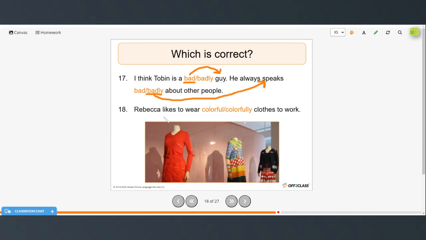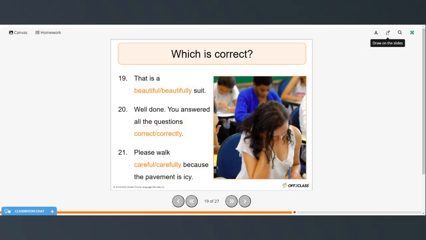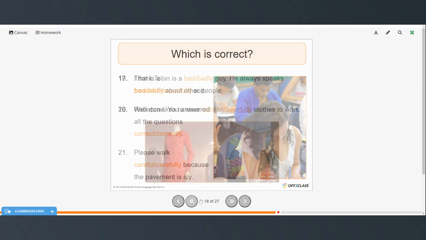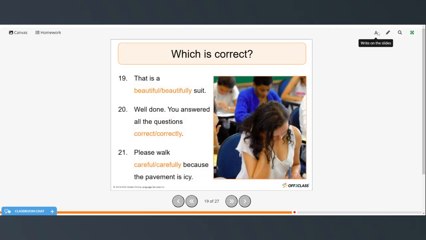Rebecca likes to wear colorful clothes to work. So clothes is a noun, so that's why we would use the adjective form colorful. Whoops, that's not what I wanted to do. Go back. Okay, that is a beautiful suit because suit is a noun. It's describing the suit. Well done.